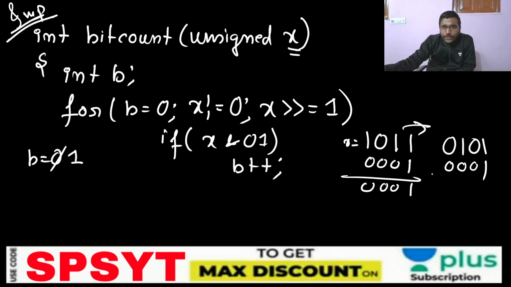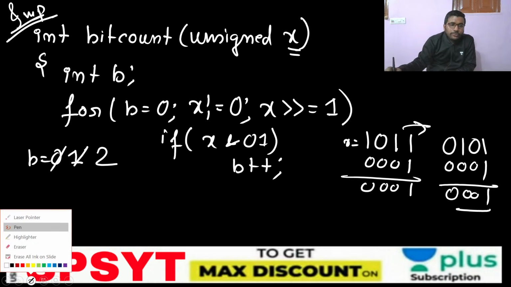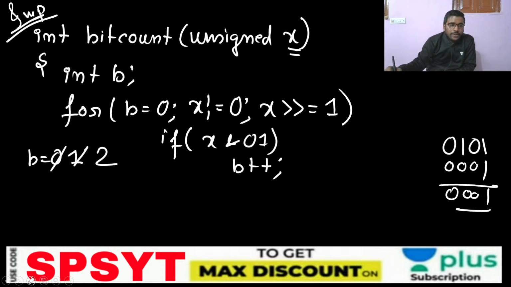Then again you are going to do AND, so it will be 1. The condition is true, then b plus plus makes it 2. Again you are going to do right shift. Now x is 0101.